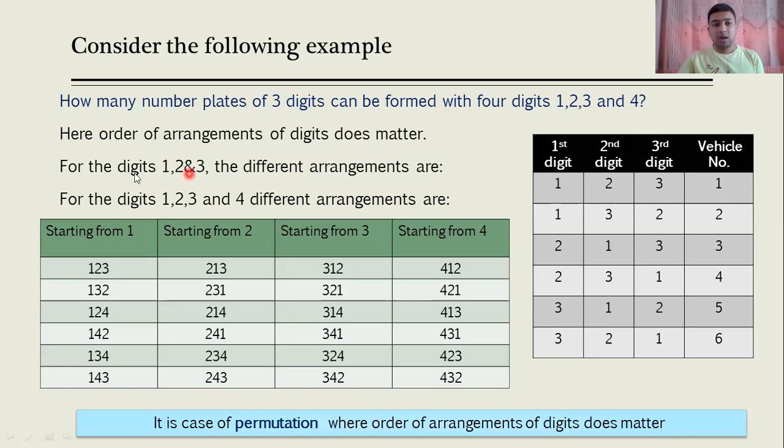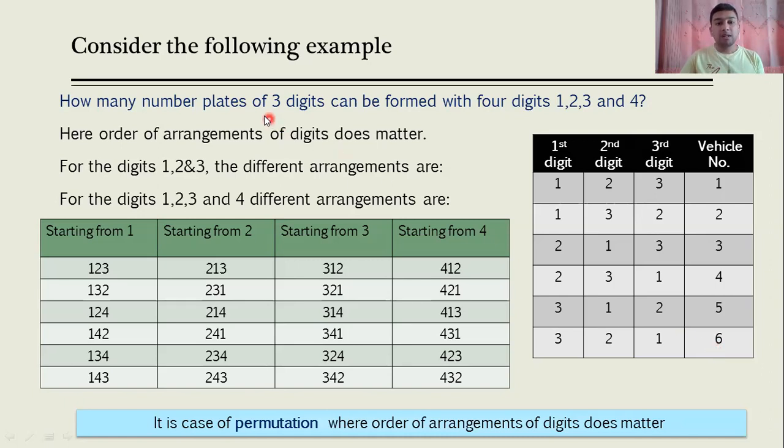Okay, so if you consider the digits 1 2 3, how many permutations can we form? We can have 6 different vehicles. We can have 1 2 3, 1 3 2, or starting from 2 we can have 2 1 3 or 2 3 1, and starting from 3 we can have 3 1 2 or 3 2 1. So 6 permutations are possible and all these are 6 different vehicles. So if you want a number plate of 3 digits selected from the digits 1 2 3, how many cases are possible? 6 different cases are possible.